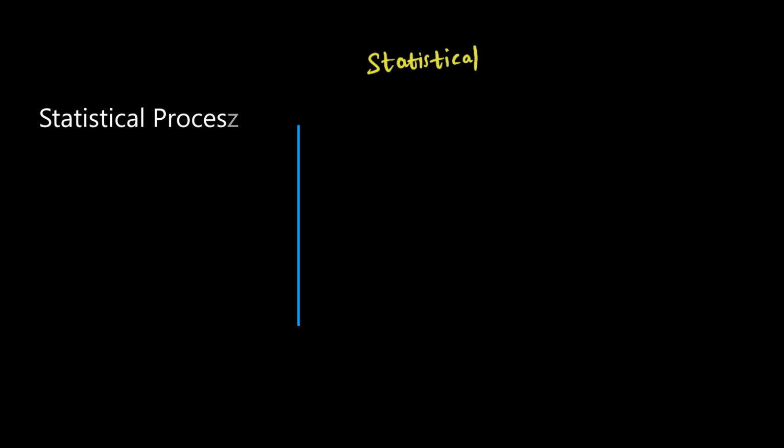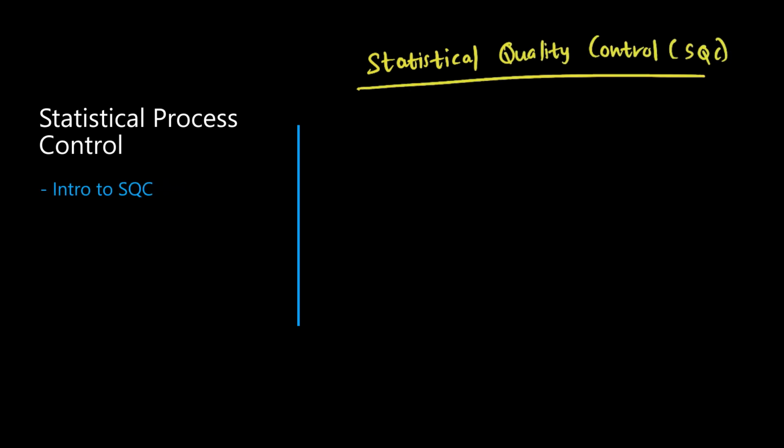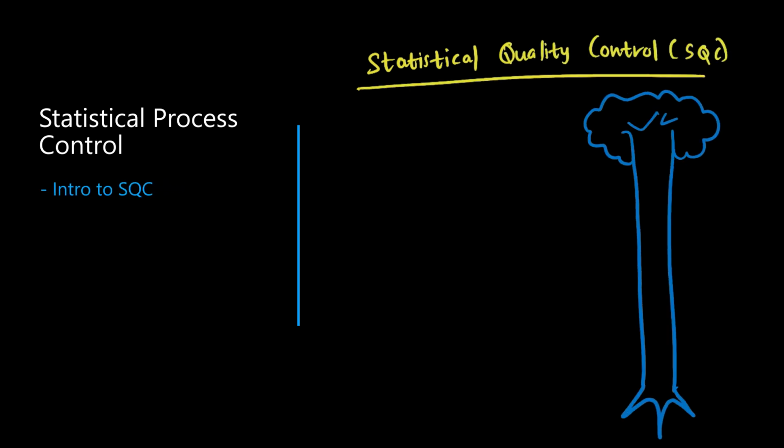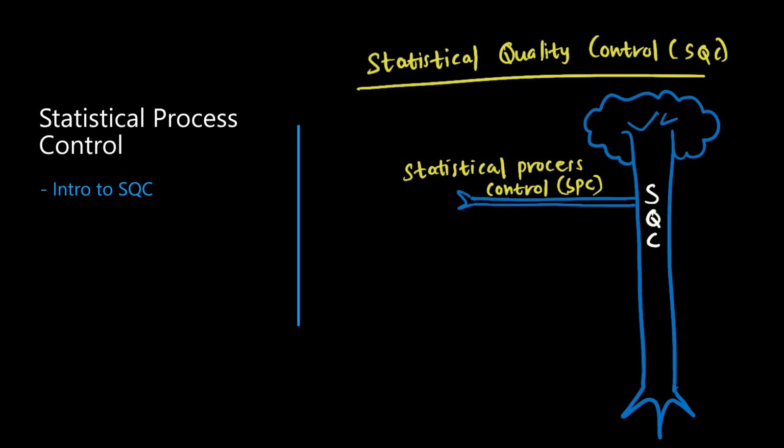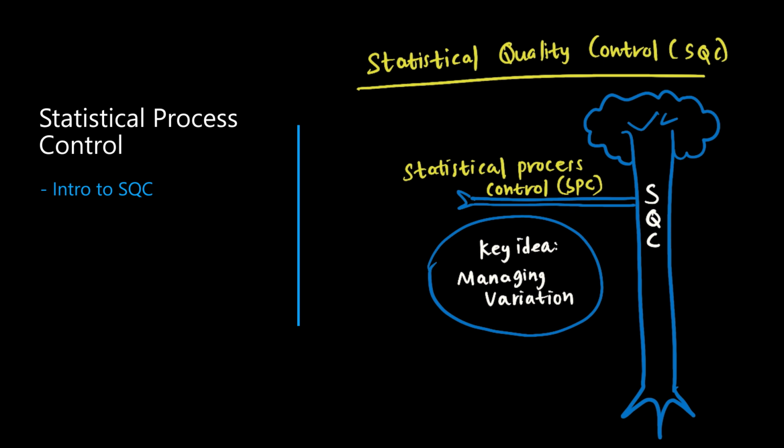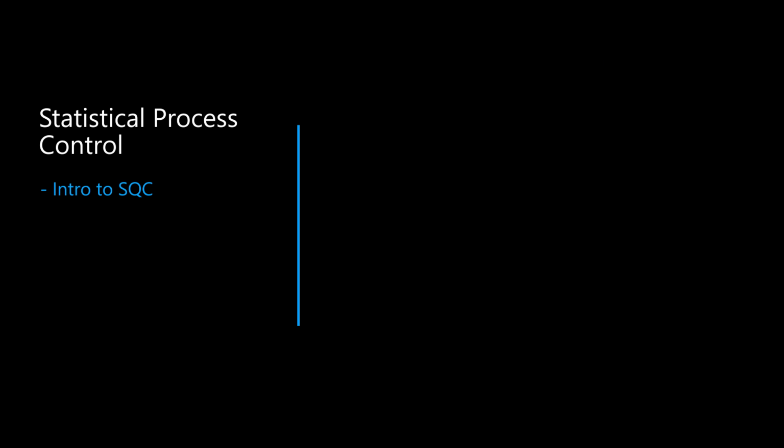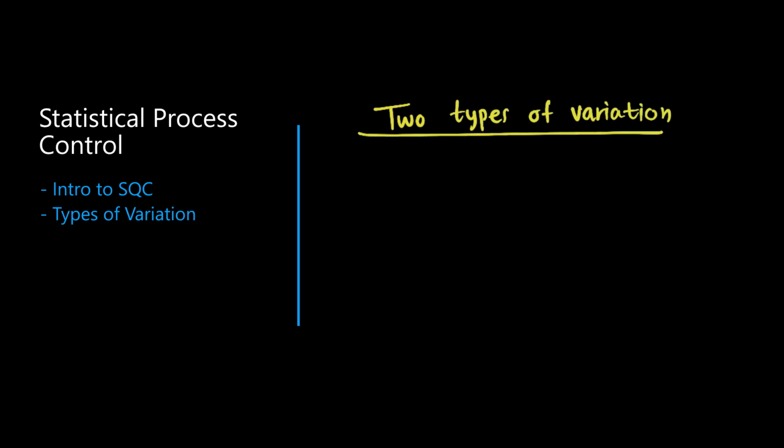Now let's transition from the philosophy of quality to the mathematics of quality with statistical quality control, or SQC. SQC is just a fancy term for using statistical tools to evaluate quality. The most important branch of SQC for your exam is statistical process control, or SPC. The entire idea behind SPC is managing variation. Every single process in the world has variation. If you sign your name 10 times, each signature will be slightly different.